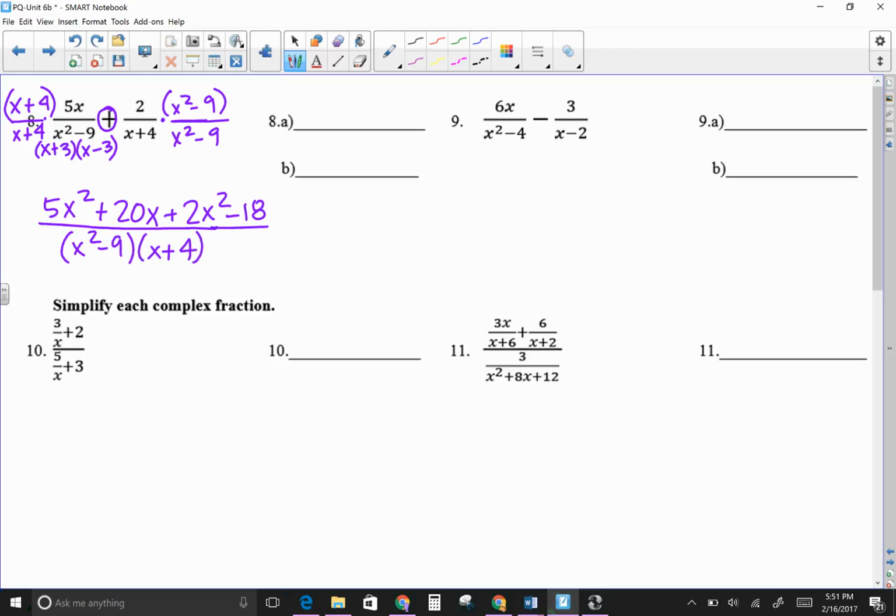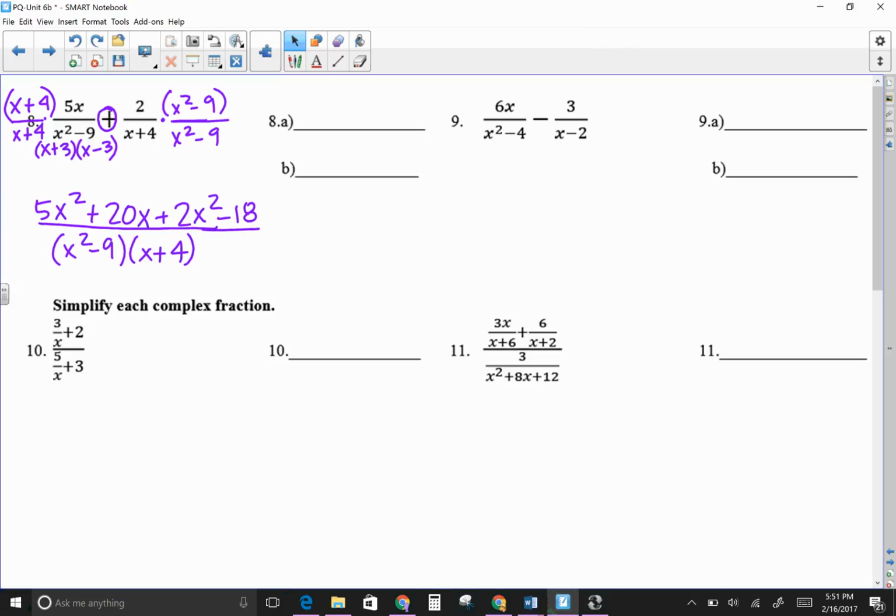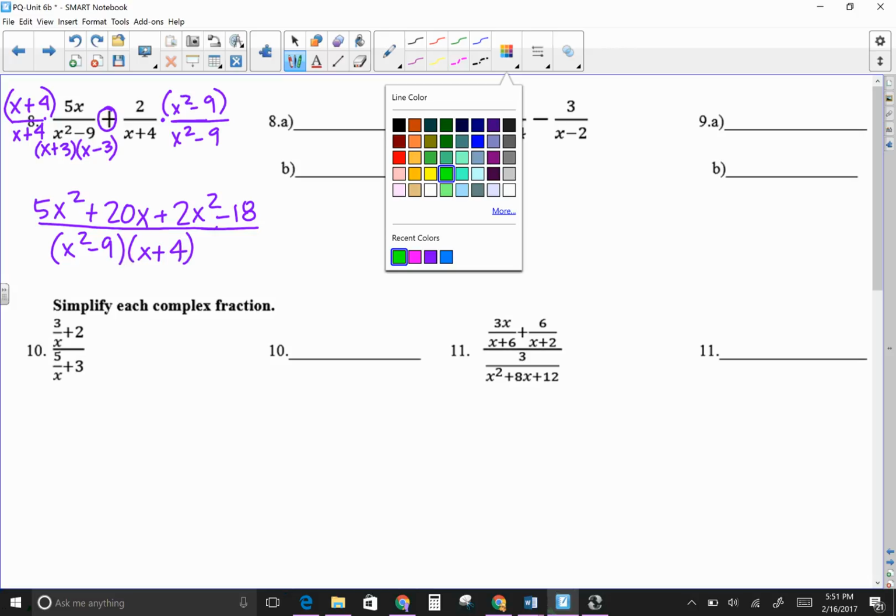X squared minus 9, x plus 4, 5x squared plus 20x plus 2x squared minus 18. So I combine my like terms, and it looks like I might run out of room. See if I can move all this up. Let's combine like terms. I'm just going to do it with a different color so I can see what I've got. Okay. 5x squared, actually I think it'll fit. Let's put it right here.